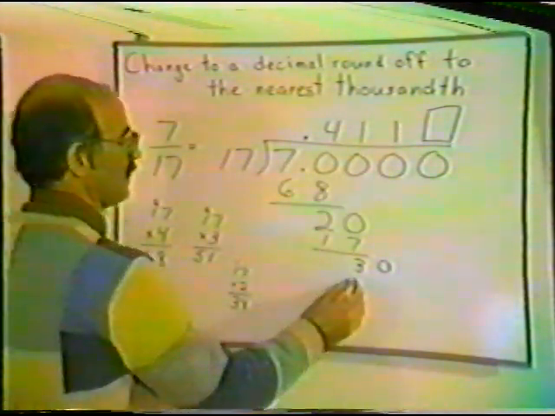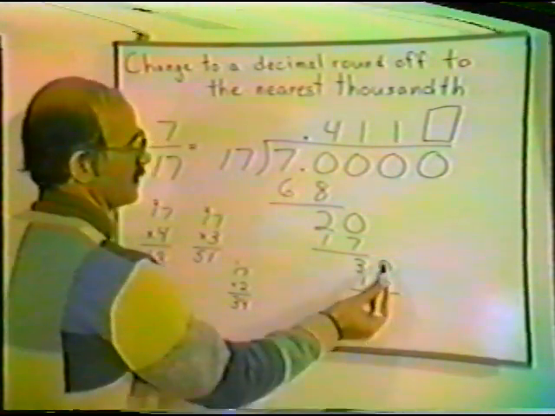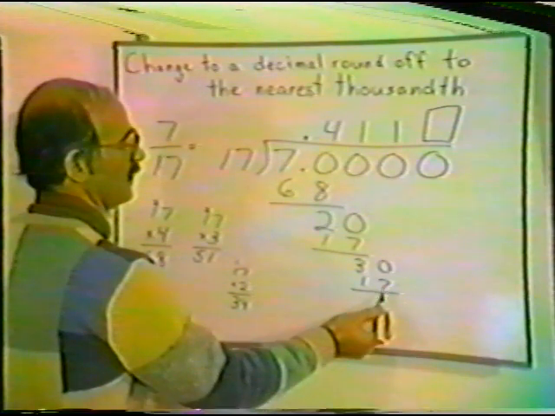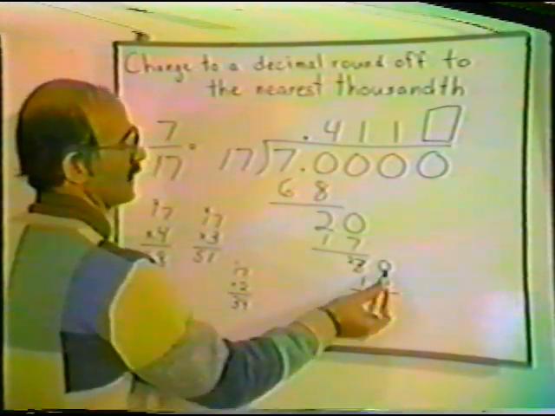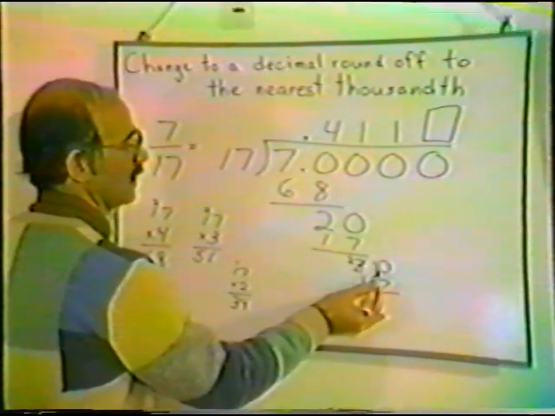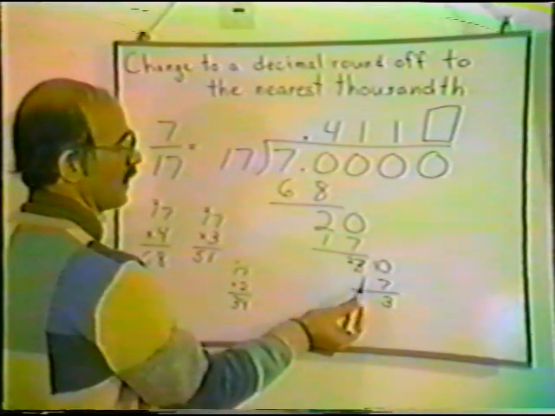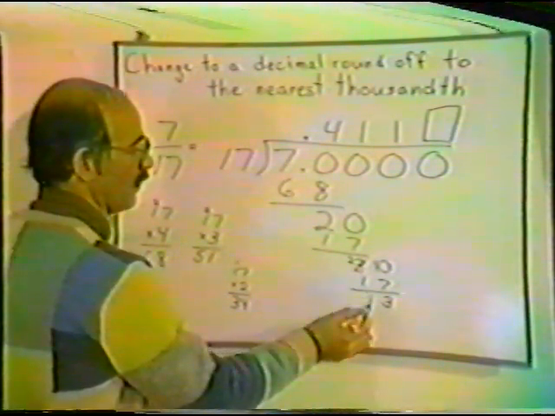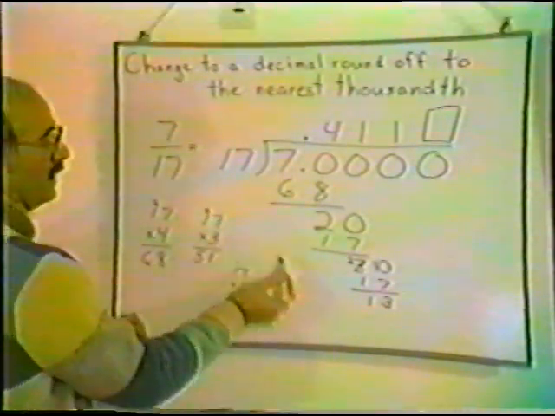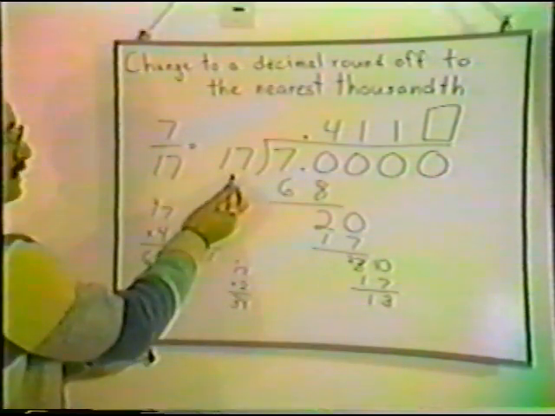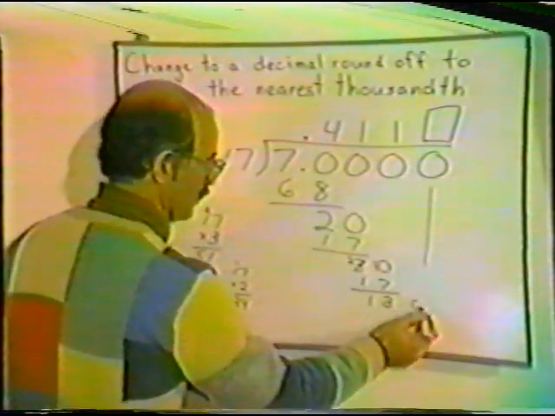1 times 17 is? 17. And let's do it this way. 0 take away 7. Can't do. The 3 becomes 2, so that the 0 becomes 10. 10 take away 7, 3. 2 take away 1, 1. 13 is our remainder. Is that a good remainder? Yes, it is, because it's less than 17. Go ahead and bring down another 0.